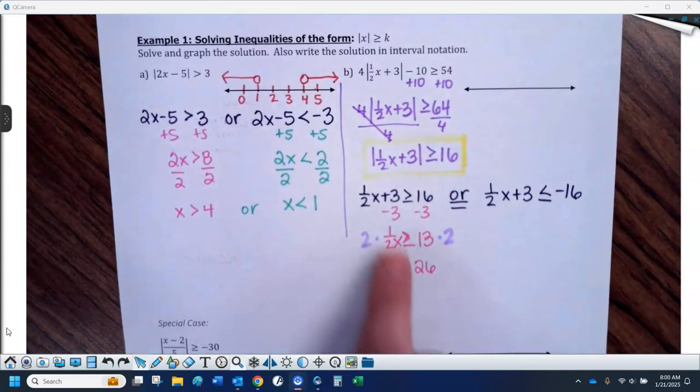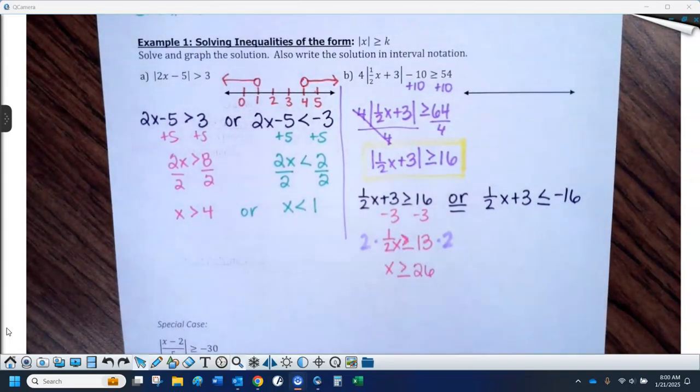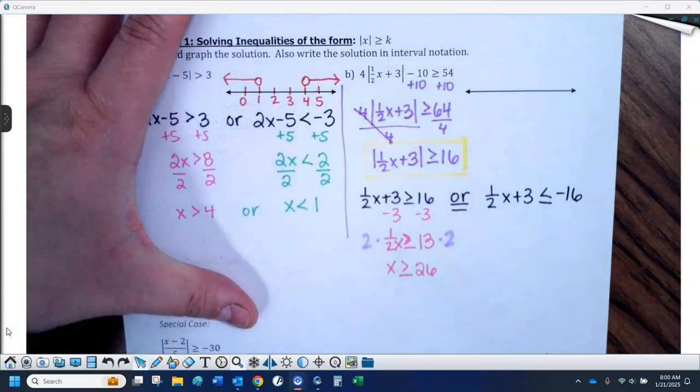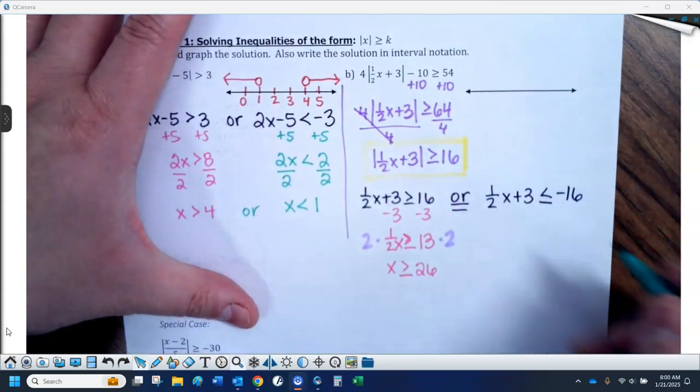And if you do want to check, I would check it here where you got the absolute value alone. It'll be easier to check and there'll be less steps if you do want to plug in a number and see that that makes that inequality true.